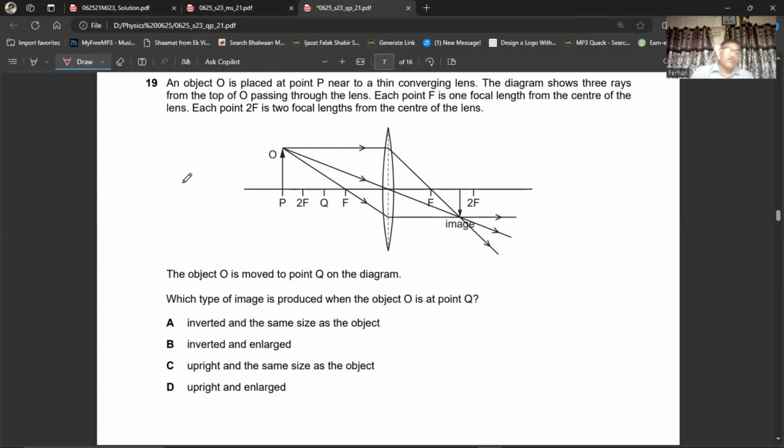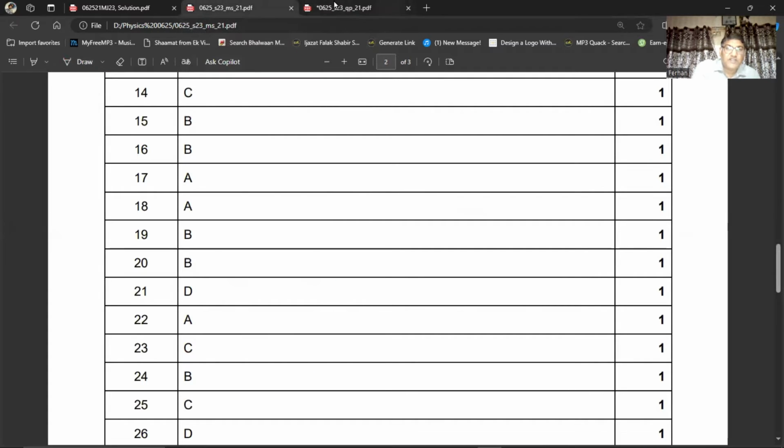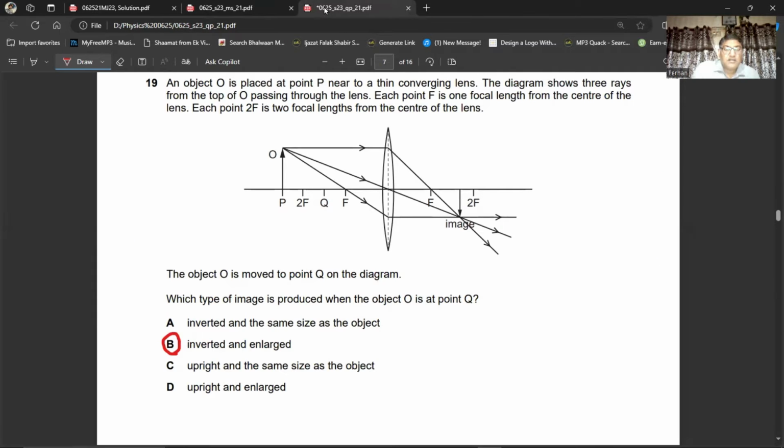Inverted? Yes, obviously the image formed will be real. It will be inverted and its size will become larger. It will be magnified. Inverted and the same size as the object? No. Inverted and enlarged? Yes. When you are between 2F and F, the image formed by the convex lens is real, it is inverted, it is enlarged. C and D are wrong. The image is not upright, the image is inverted. So I think question number 19, B is the answer.